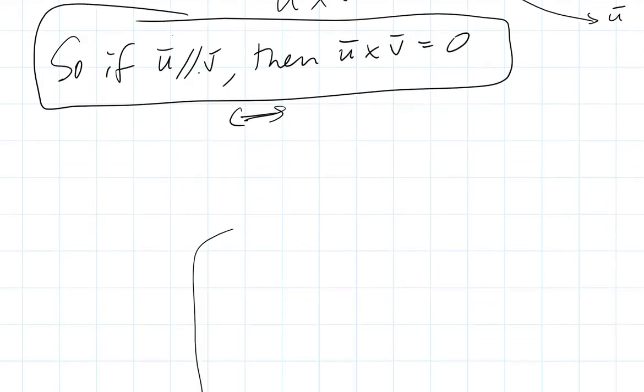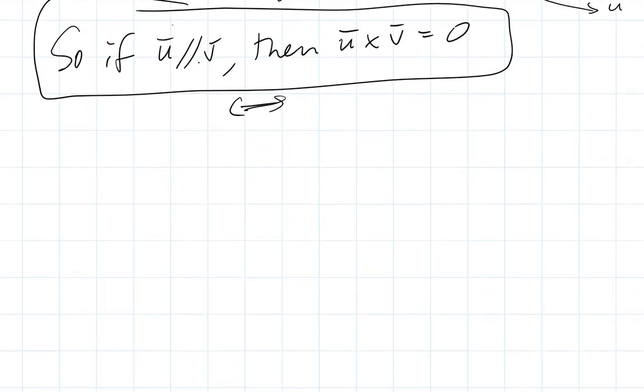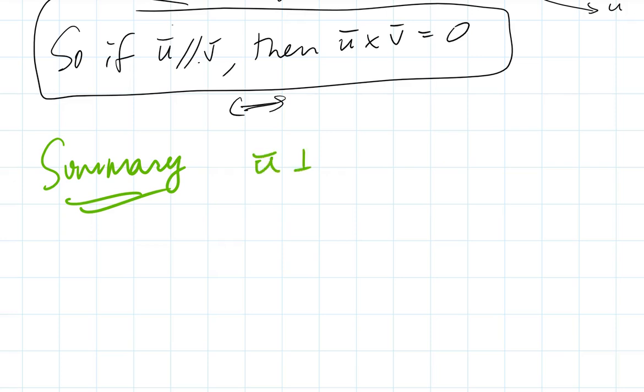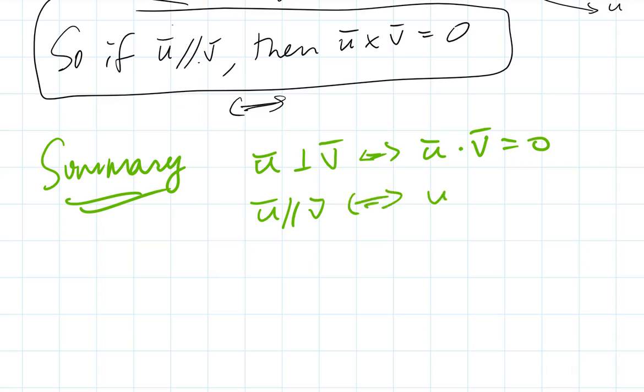So to summarize all this, okay. All right. So summary of these two properties. If u is perpendicular to v, we know that u dot v equals 0 both ways. And if u is parallel to v, then this means both ways that u cross v equals 0. I should have written that the other way around. But anyway, you get the idea.